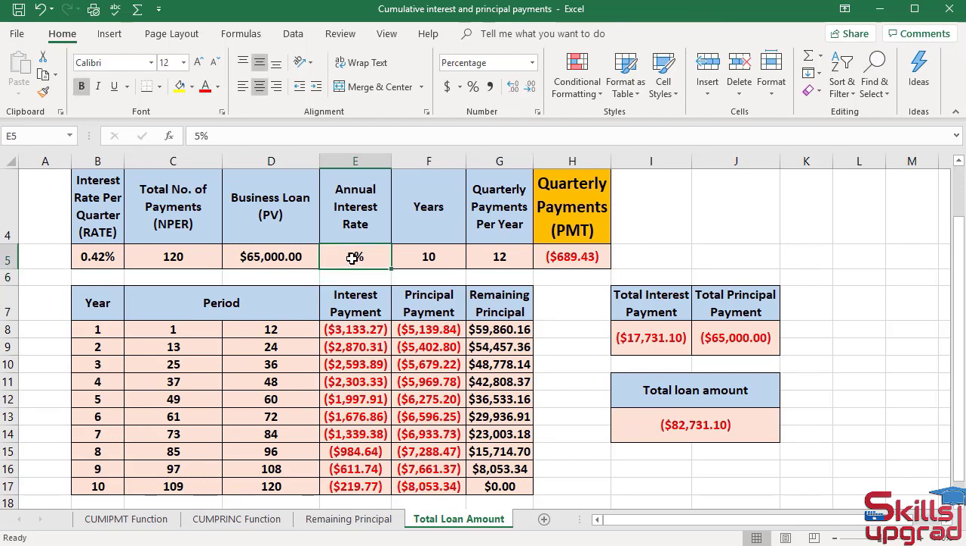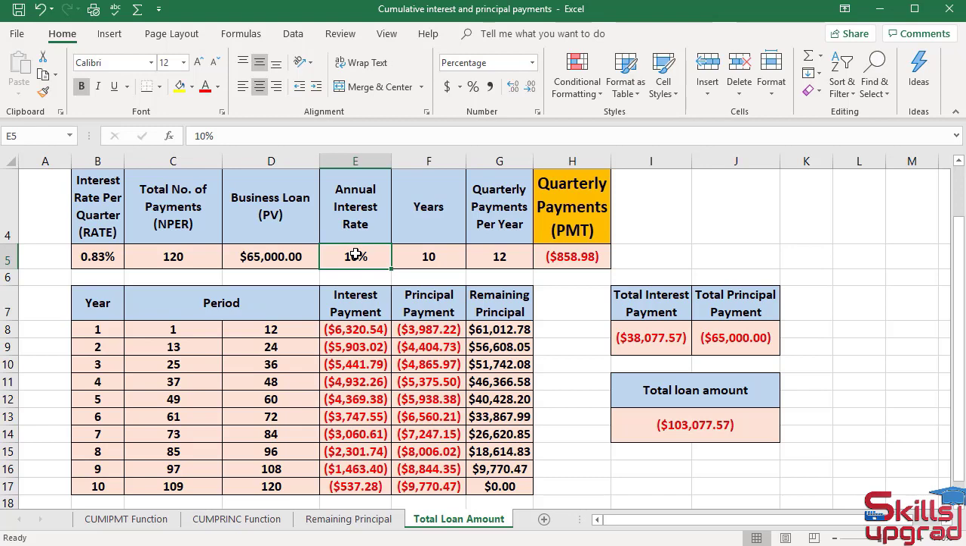Again active this cell, type 10. Press enter key. The values of total interest payment and total loan amount are changed and increases by increasing the annual interest rate. So company will repay total loan amount to bank with 10% annual interest rate $103,077.57 if borrows $65,000 to bank.